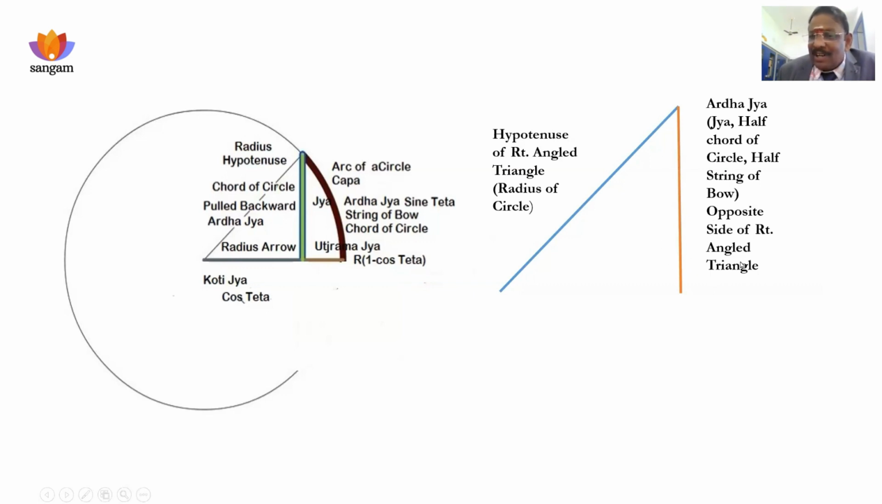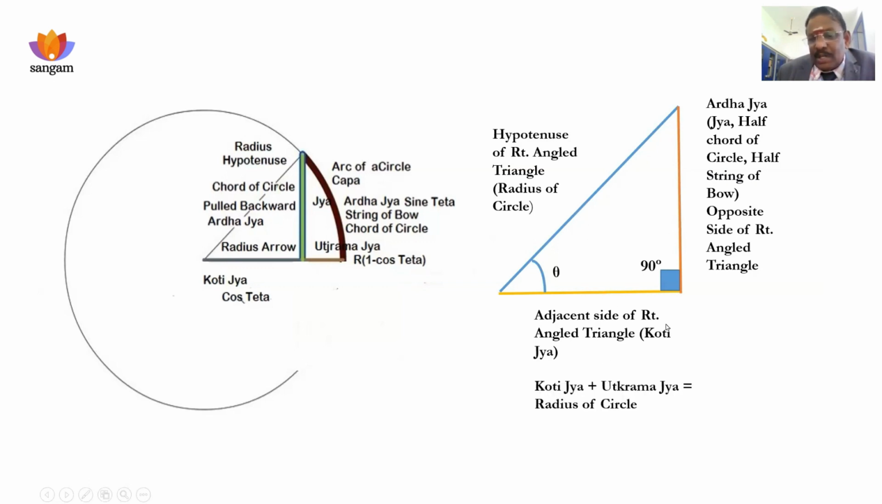So bow, circle and triangle, same thing. And this is the kotijya or adjacent side of the right angle triangle. So this is a right angle triangle. This angle is 90 degrees and this is sine theta. The opposite side is this, the adjacent side is this, and this is the hypotenuse. So kotijya plus Utkramajya is equal to the radius of the circle. This we have to understand first.